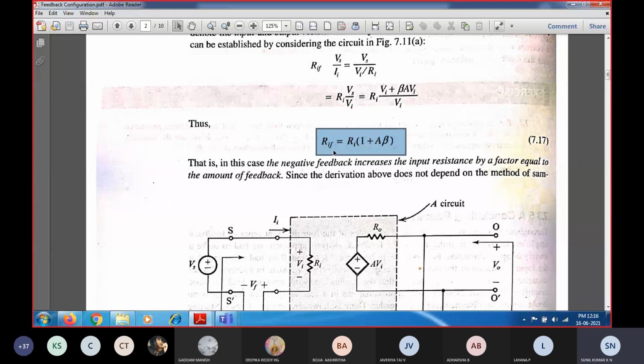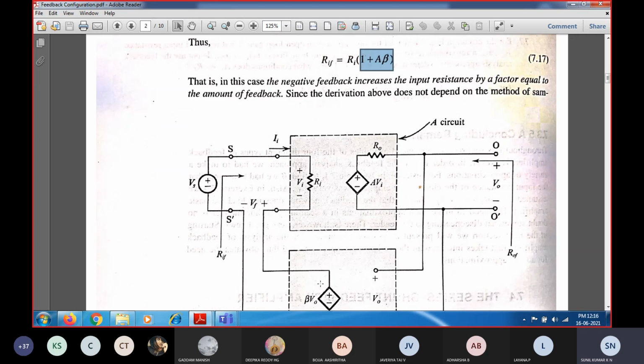When you look into this expression, you can say that the input resistance with feedback is going to increase the value of the input resistance of the amplifier. The amplifier without feedback is just an open loop amplifier, for which the input resistance is Ri. So when you employ negative feedback, your input resistance is going to increase by a factor of 1 plus A beta. So that is the meaning.